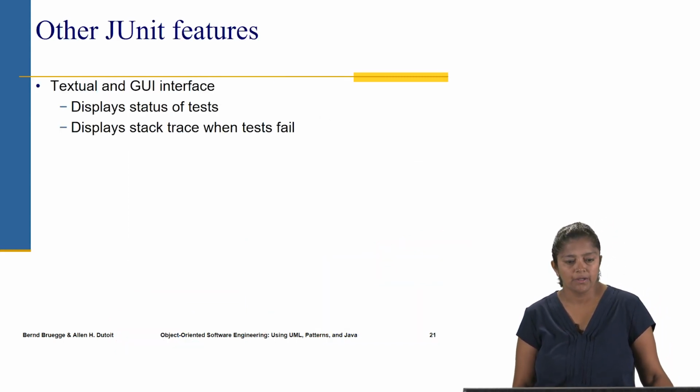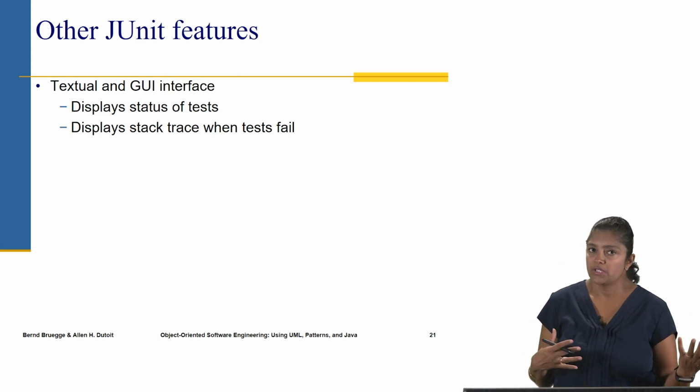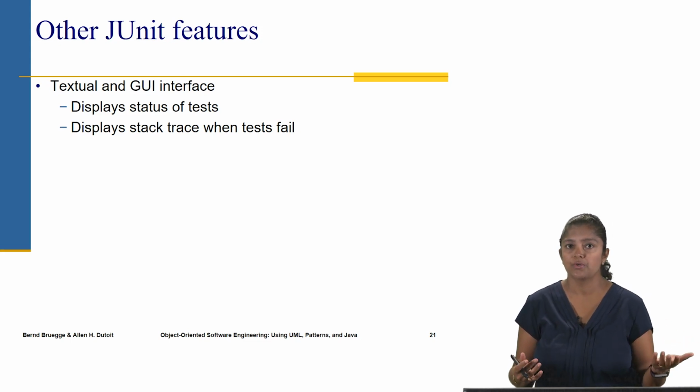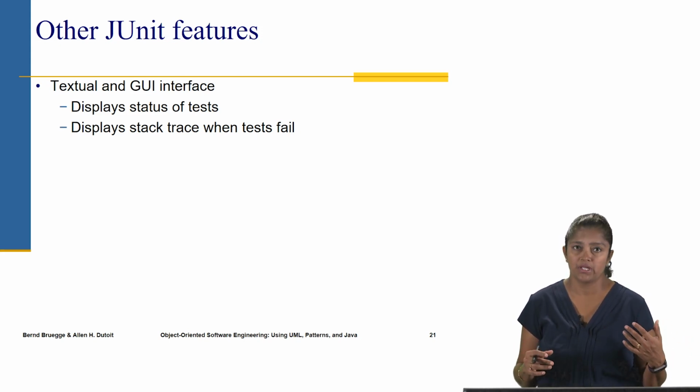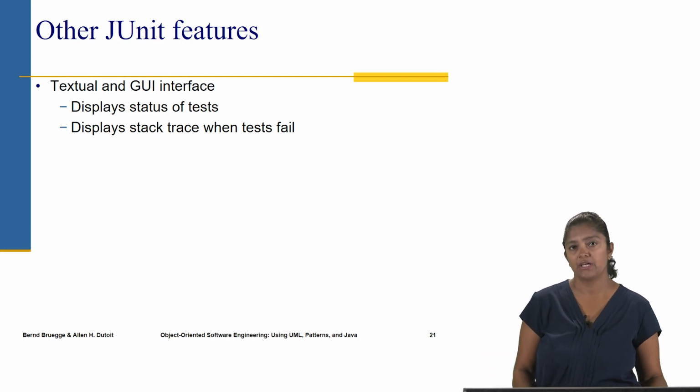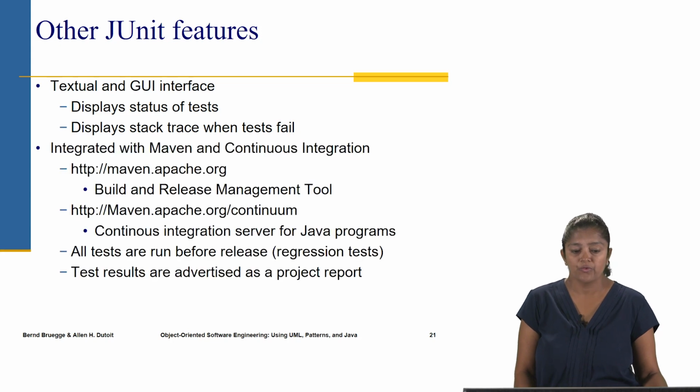So some of the other JUnit features are it has both a textual and a GUI interface. The GUI interface makes it very easy to look at what's the status of your tests, how many failed, how many passed, and it also shows a stack trace. When a test fails, you can click on the failed one and it provides the details of the stack trace and where the error occurred and so on. So for those reporting purposes, it's great.